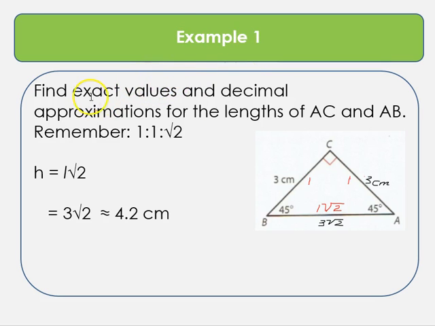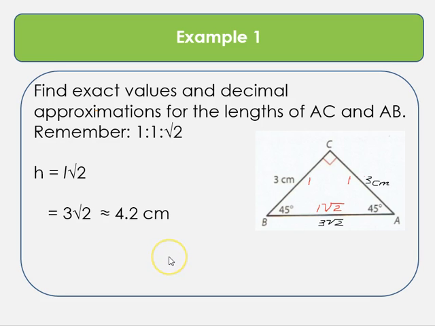Let's do an example. Find exact values and decimal approximations for the lengths of AC and AB. I put down, remember, the ratio 1, 1, square root of 2. You should have this in your notes with a picture of the triangle. That way you'll know which equations to use for these problems. So we're going to begin with this triangle, and I've added some different values to it. Whenever I'm working on these triangles, I like to go ahead and write in the ratio right there. That just makes it more visible and easier to solve.